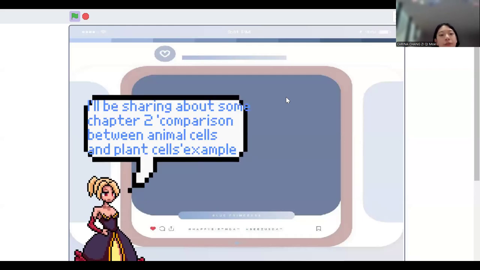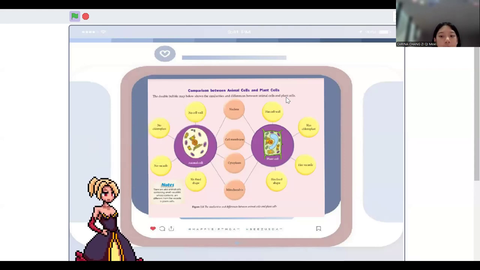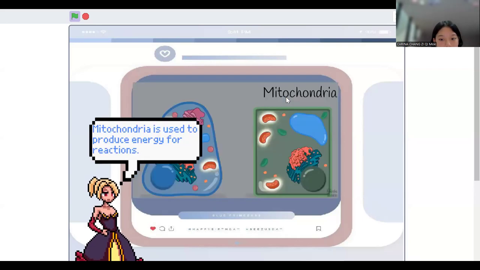I've been learning Scratch for 2 years and my project name is from One Science Chapter 2.1 Comparison between Animal Cells and Plant Cells. The purpose of this project is to explore and understand the fundamental differences and similarities between these two types of cells.